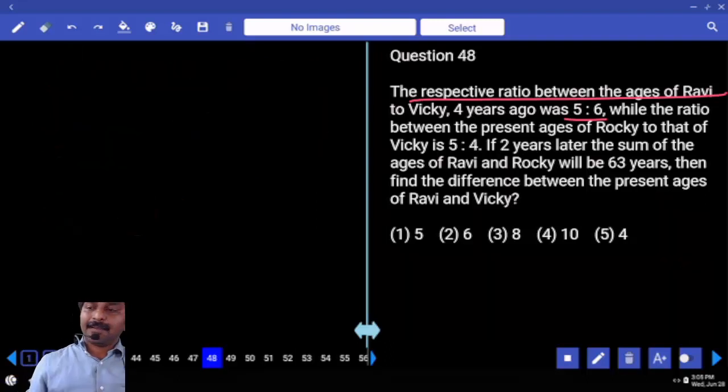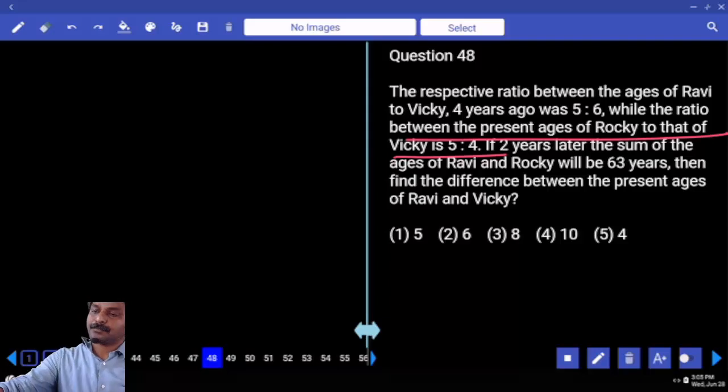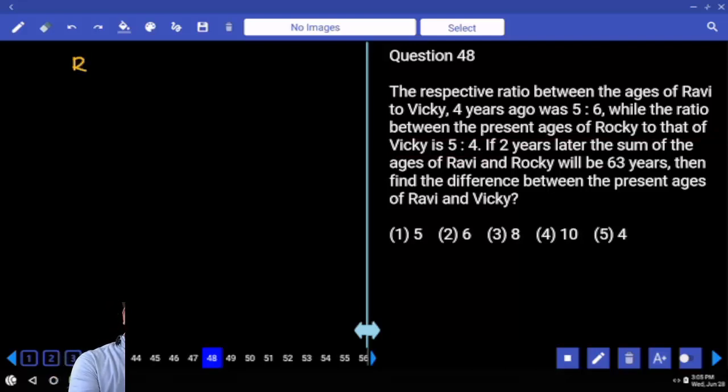Right. So now, the ratio between present ages of Rocky to that of Vicky is 5:4. If 2 years later sum of the ages of Ravi and Rocky will be 63 years, find the difference between present ages of Ravi and Vicky. Okay, now we have Ravi, Vicky and then Rocky.